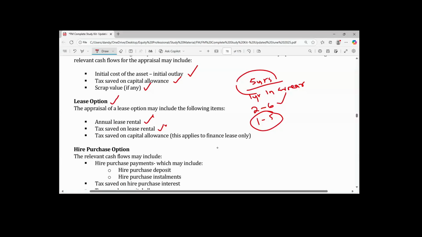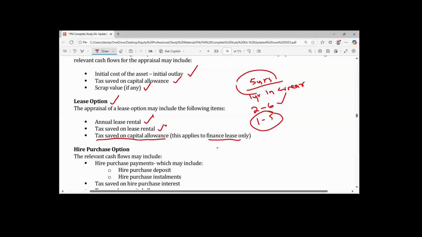rental. Now, this third one, which is tax saved on capital allowance, you will only consider tax saved on capital allowance if it is a finance lease, because under finance lease, the substance is that the lessee has purchased an asset, even though he's not legally the owner of the asset. So, and then you know that lessee will account for the asset in a statement of financial position. Therefore, it is only essential that you determine tax saved on capital allowance. So you only do this if it is a finance lease.